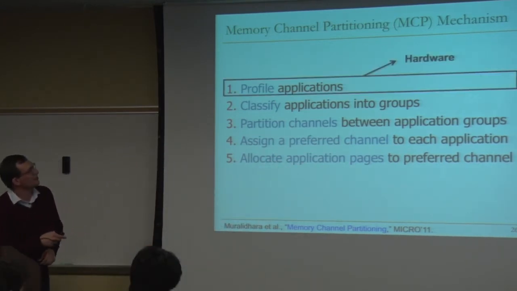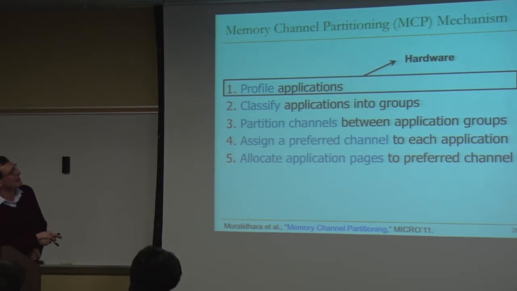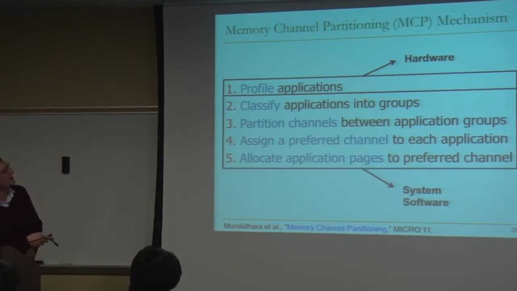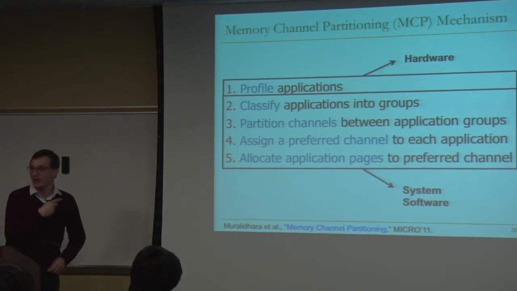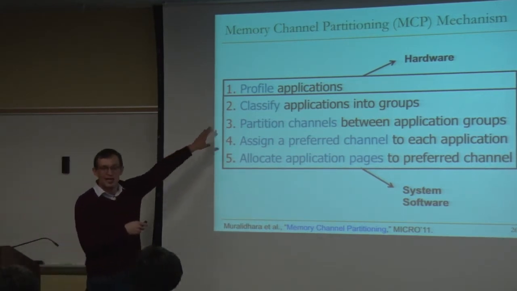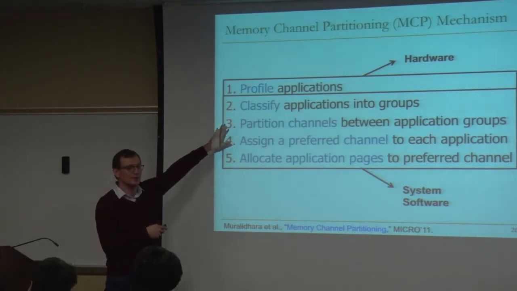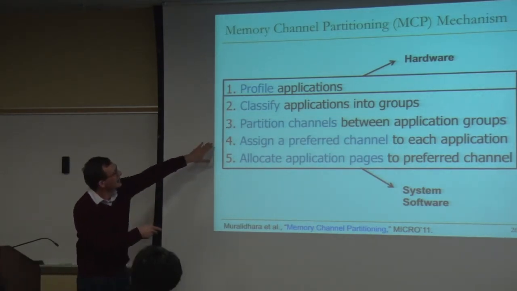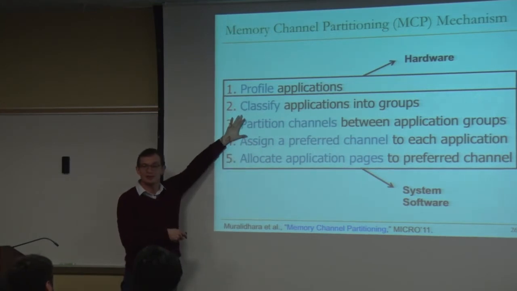OK. So you can divide the work between the hardware and software actually at any level here. But it makes sense to do it this way. Profiling is done in hardware because that's such a fine-grained thing. What's the memory intensity of an application? What's the row buffer locality? In fact, the operating system doesn't have any visibility without any hardware counters. And the rest can be done by the system software. So this is a hardware-software cooperative approach.